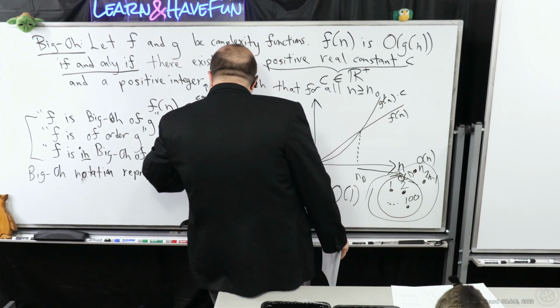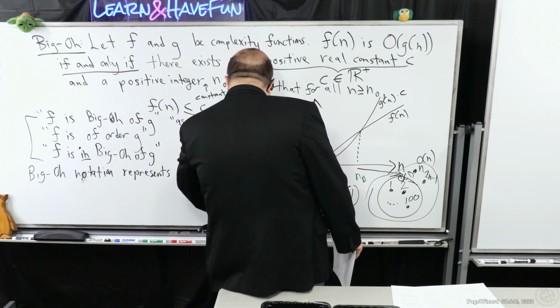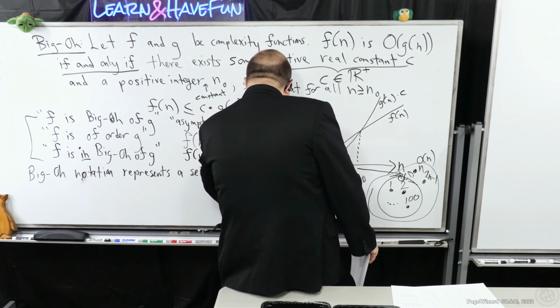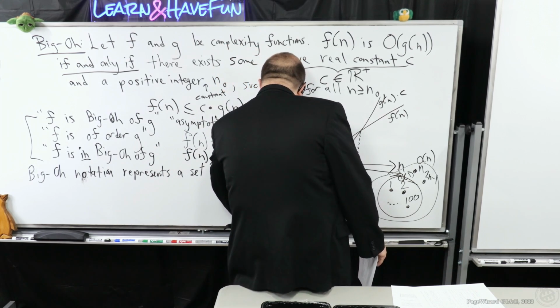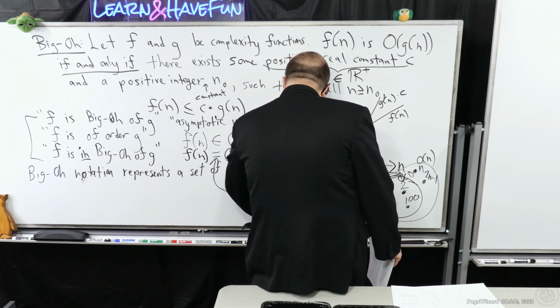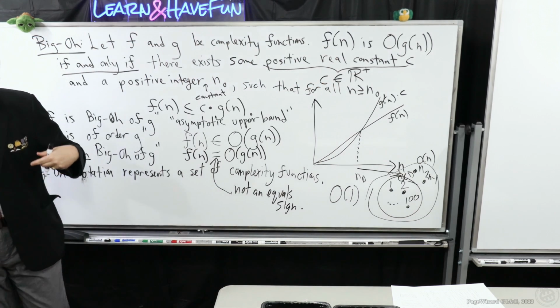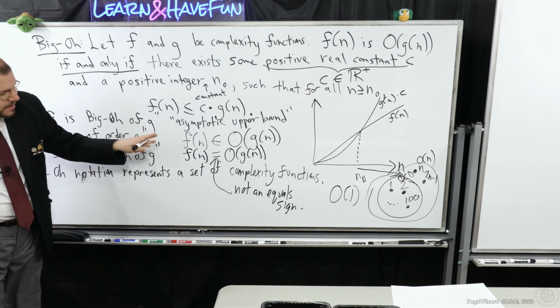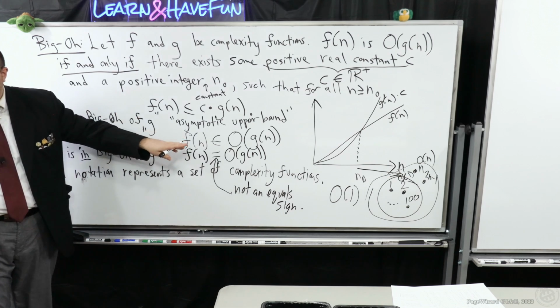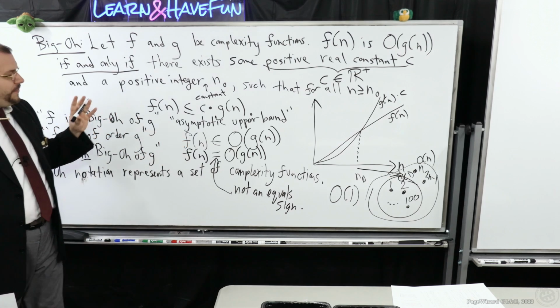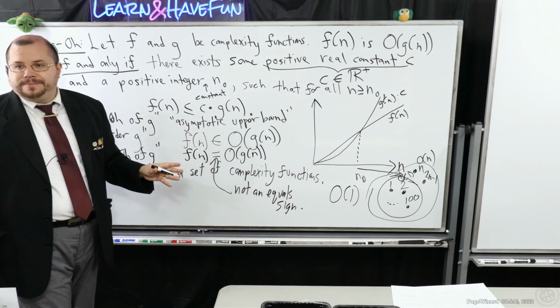However, I must warn you that this is not an equal sign, at least in the way that this means is. So it's actually saying is. It's not literally saying that f is equal to big O of g. It's saying that f is big O of g.